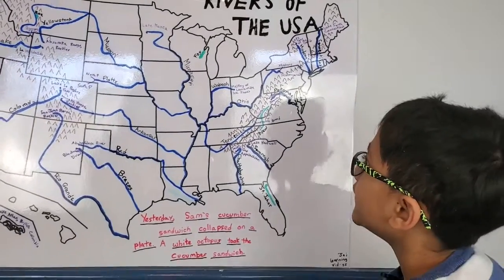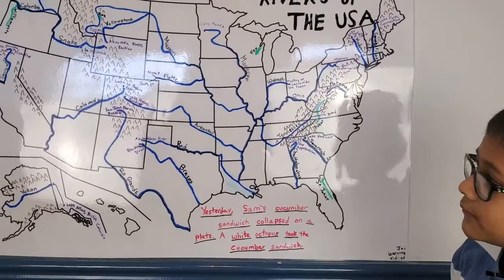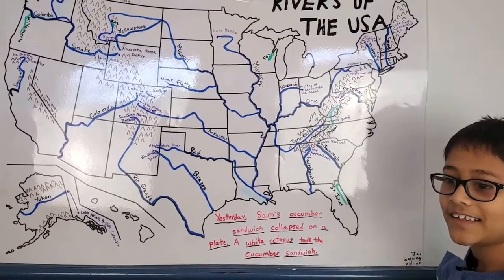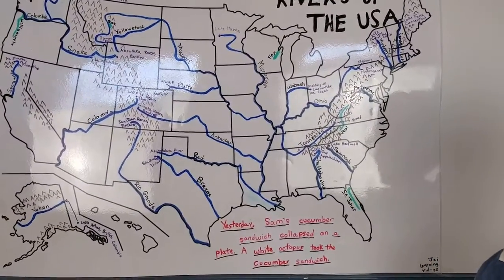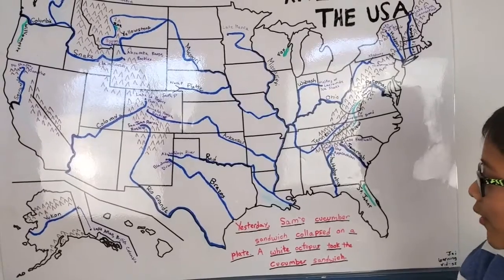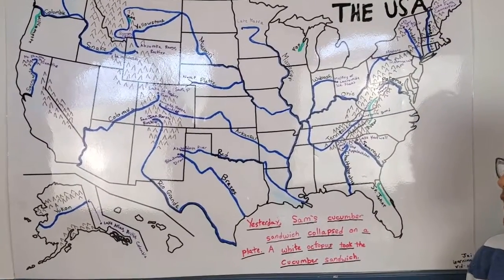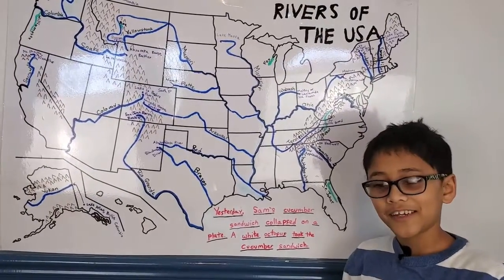So those are the major rivers of the USA. But now we're going to look at an easy way to remember these, because they can be pretty hard to remember. Most of the rivers are in here, not all of them. This is a way to remember most of them. And so here it is.